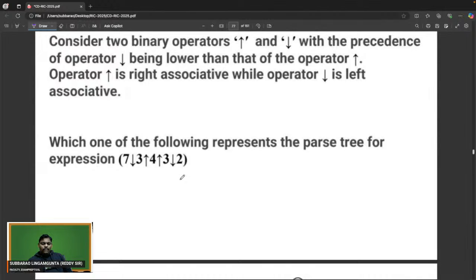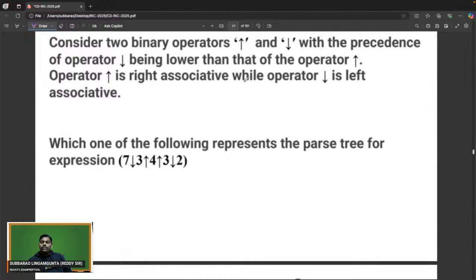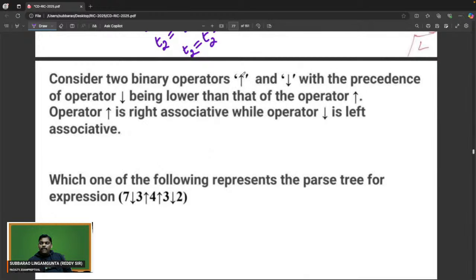Can you try this? Consider two binary operators, upward arrow and downward arrow, with the precedence of operator down being lower than that of operator up. Up means more, down means less.